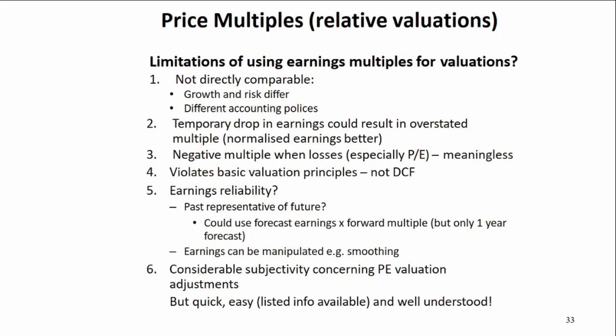If we go on to the next limitation, we can see that if there's a temporary drop in earnings, this could actually result in an overstated multiple. So what this means is that if we think about our PE ratio, it is your price per share over your earnings per share. If there's a temporary drop in earnings, your PE ratio will actually go up, which makes the company look good. But in actual fact, this is a short-term increase. It is not reflective of what investors are prepared to pay for the share.